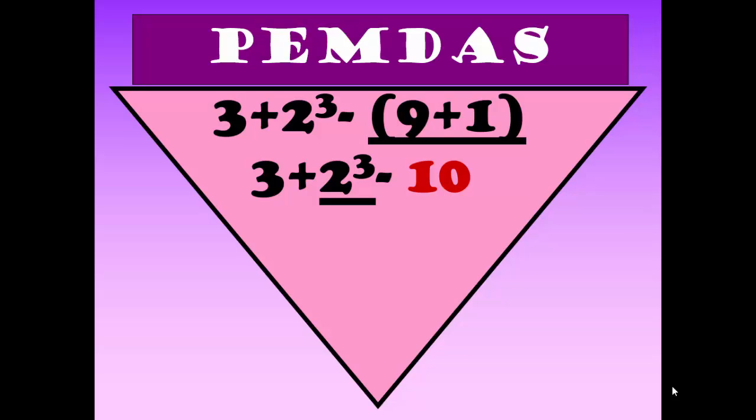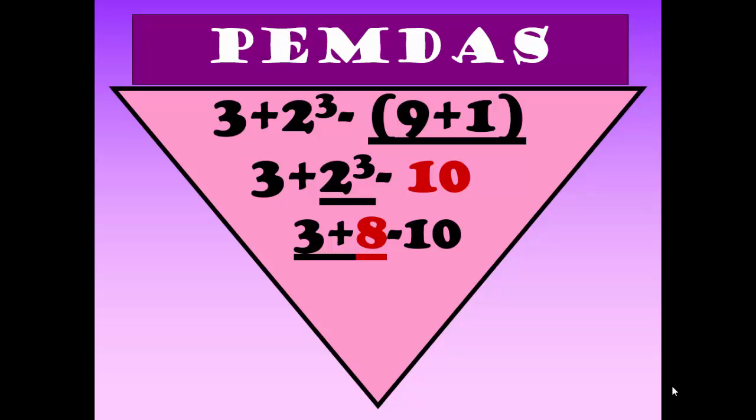Exponents come next, so now we are going to evaluate 2 cubed. When we have an exponent, that means 2 times itself 3 times, which is another lesson we're going to get into this week. So 2 times 2 times 2 gives us 8. And now we have a basic operation problem. We have 3 plus 8 minus 10.